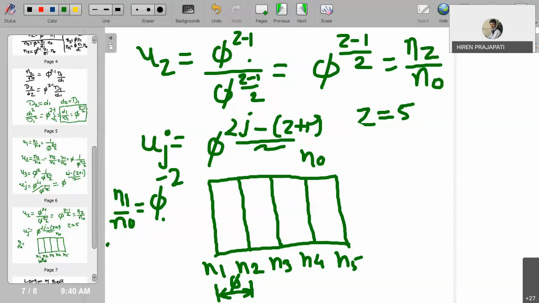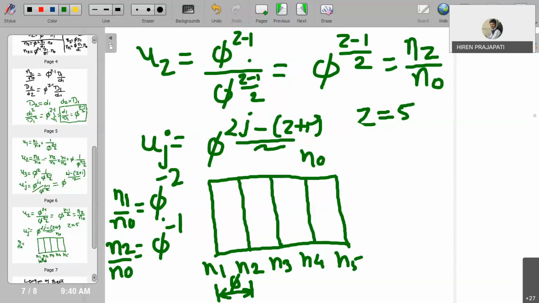Similarly, suppose what is n2 by n0? What you will get? Again now 2 into 3, 6. Sorry, we are talking about the second speed. So 2 into 2, that is 4. 4 minus 6, then it's a minus 2. Minus 2 by 2, then it's a minus 1. So we get here 5 to the power minus 1, right?